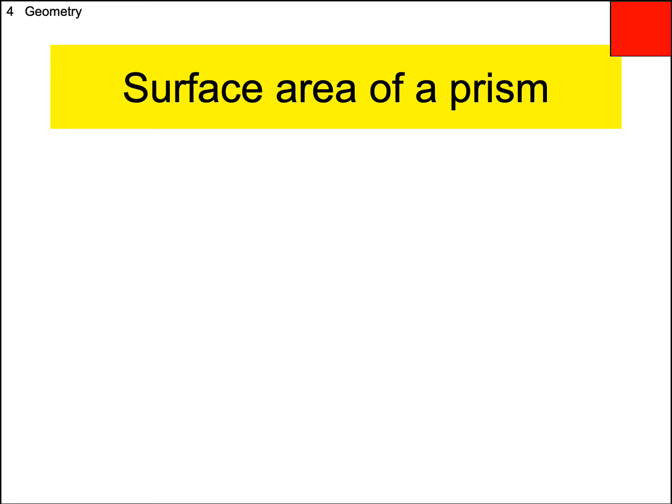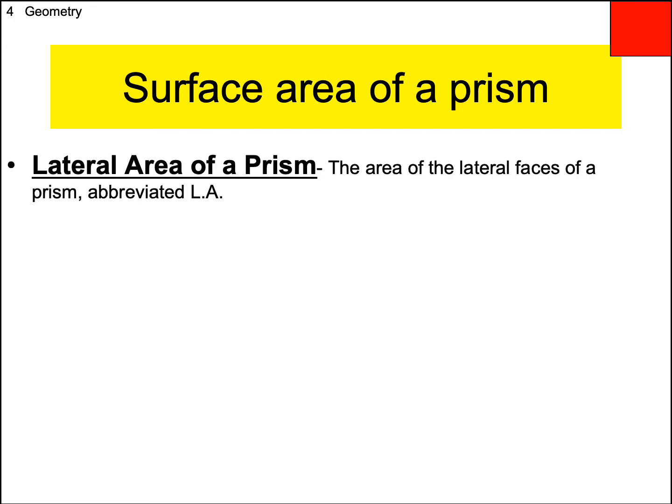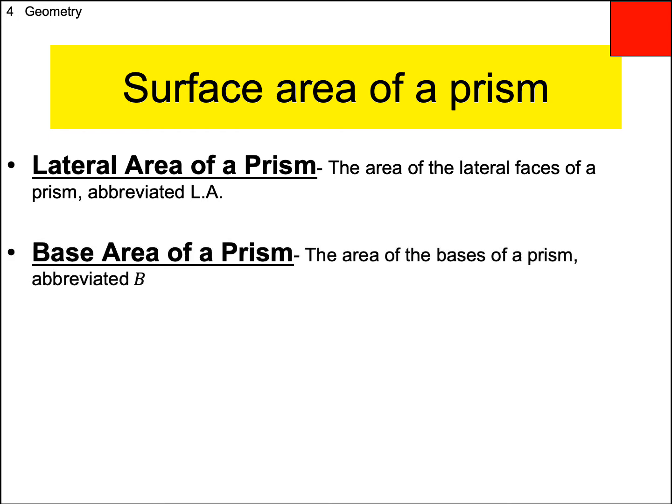Okay, so the surface area of a prism. Now we're going to get a little bit complicated with terms and definitions. Don't panic, okay? First one is going to be called the lateral area of a prism. And this is just basically the measurement of the lateral faces. You take all the lateral faces and you calculate their area. We call that the lateral area of the prism. Okay. Well, that would leave off the bases, so then we have the base area of the prism.